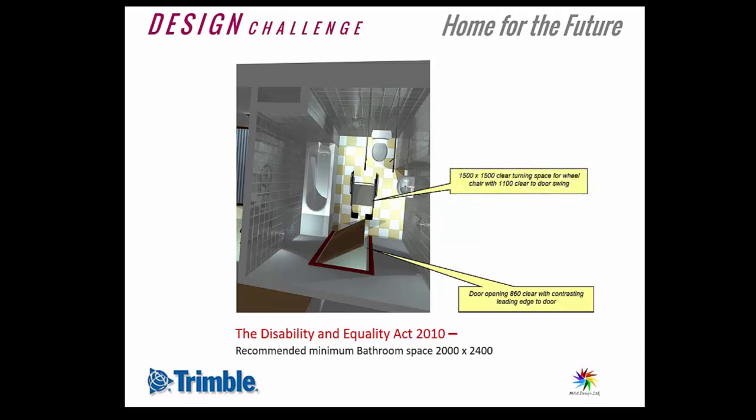We need to make sure that within the bathroom itself there's a 1,500 turning space for a wheelchair to rotate clearly within that. So therefore, everything's got to be clear of the area itself. We could consider either putting a shower in there, or we can consider putting a bath within the room itself. But we have a minimum space for the bathroom.